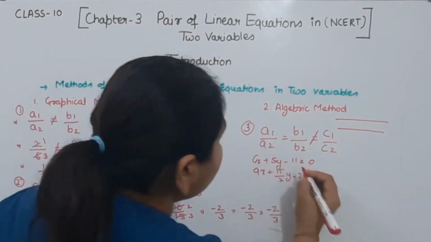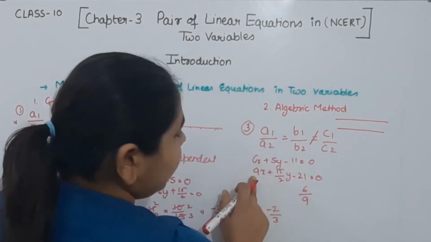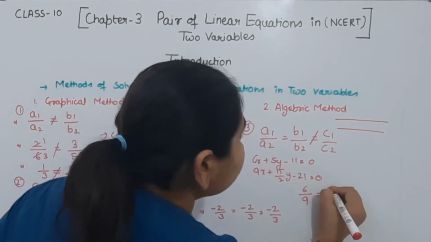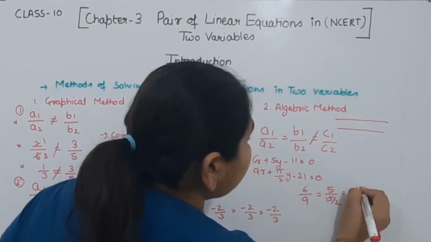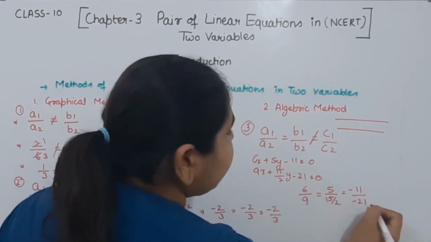Now I'm going to find this one. A1 we are having is 6 and A2 we are having is 9. B1 we are having is 5. B2 we are having is 15 by 2. C1 we are having is minus 11 and C2 we are having is minus 21.